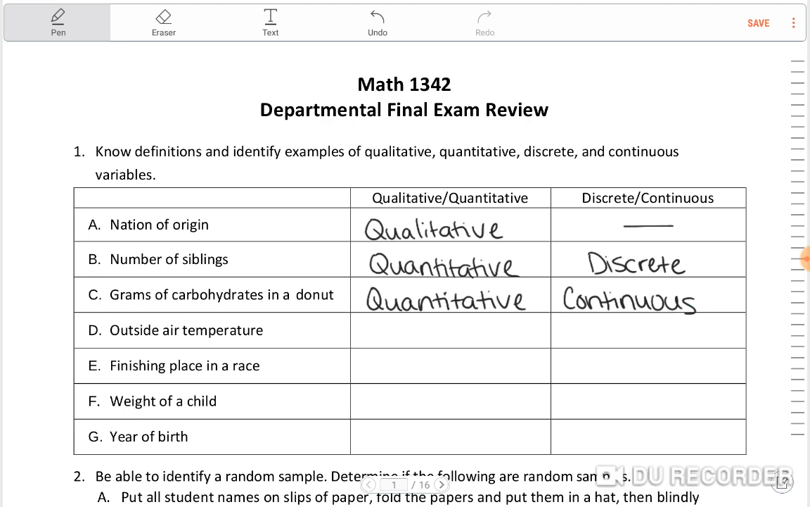Outside air temperature. Again, that sounds like a number, so that's quantitative. Okay, so quantitative. And the question is, is that discrete or continuous? Well, it's a measurement. So that one would be continuous.